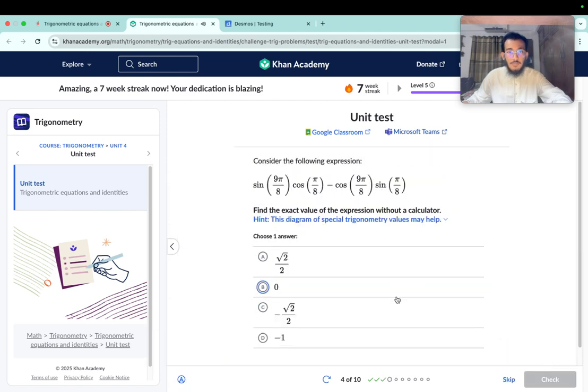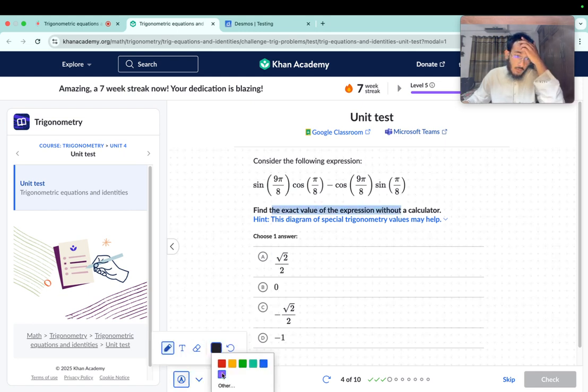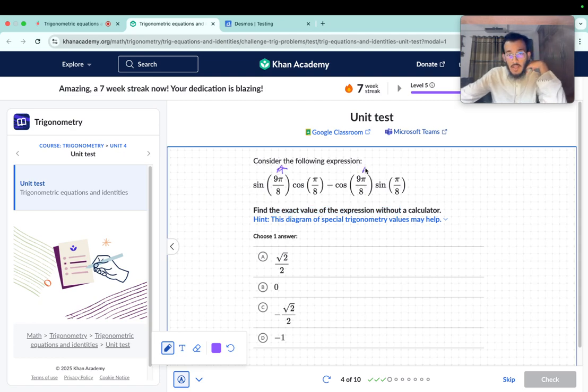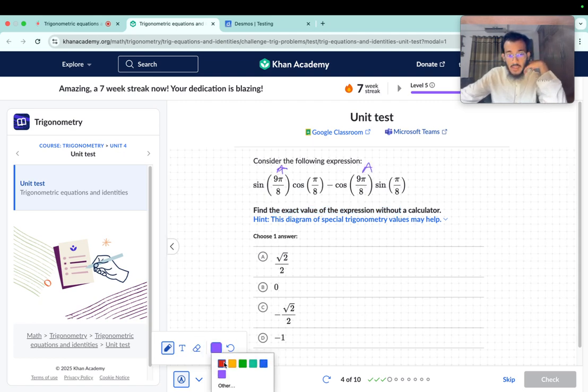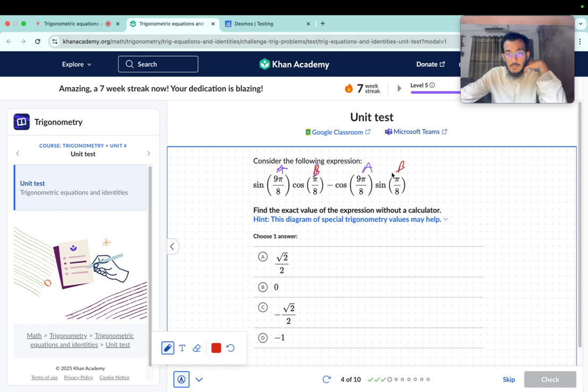This is our answer. Consider the following expression. Find the exact value of the expression without using a calculator. If you observe one thing, this is the same angle as this, so we write this as A, and this is the same angle as this, so we write this as B. And sine, cos, sine: this is the addition or subtraction rule for sine. Sine of A minus B equals sine A cos B minus cos A sine B. This is exactly the pattern it follows.